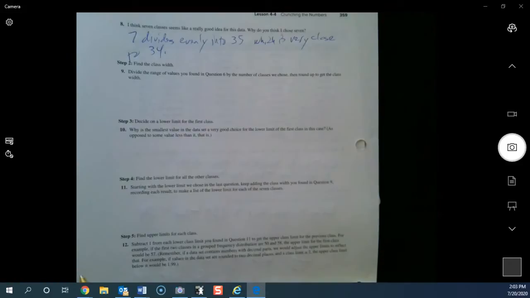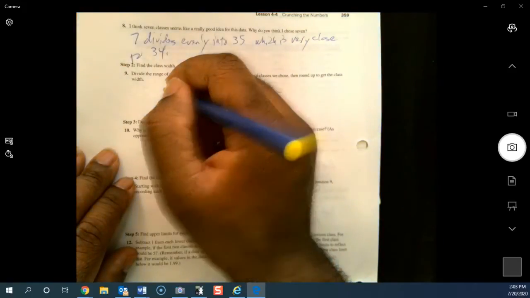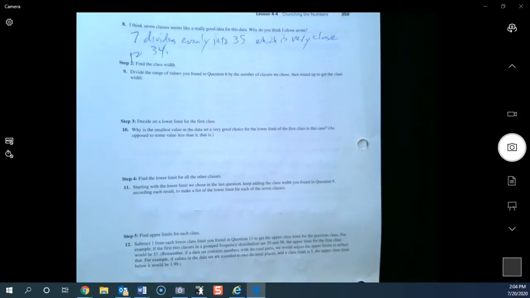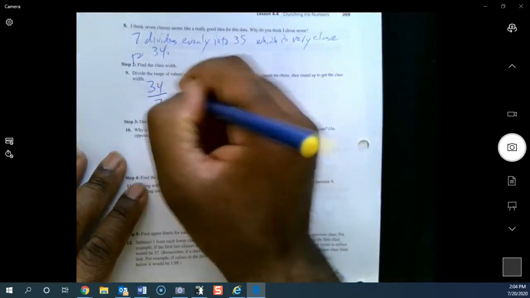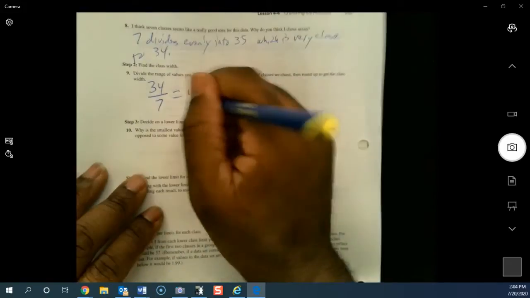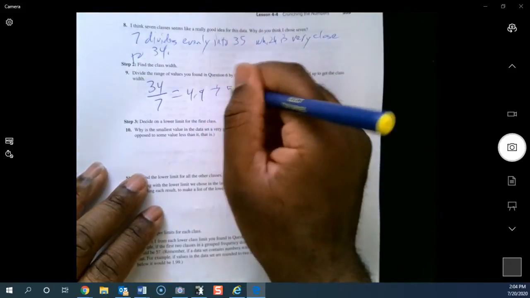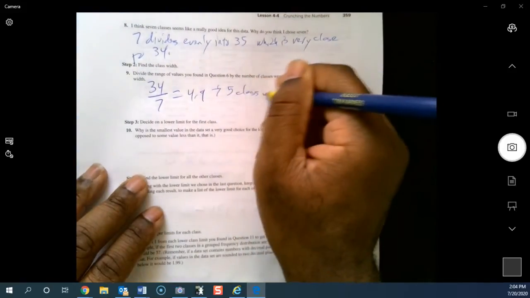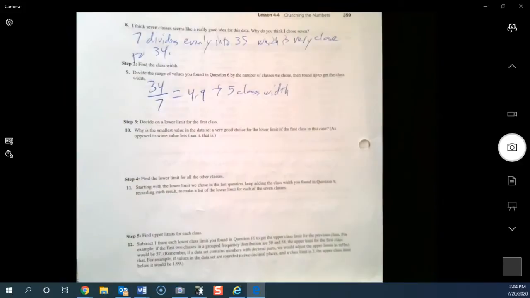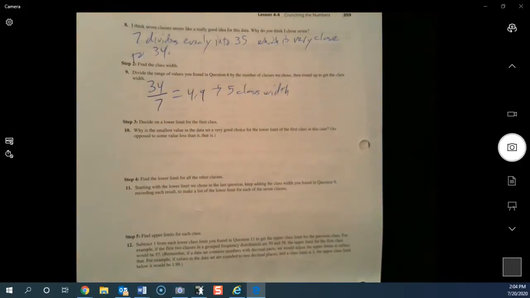So I think that would be a good one. So now, for number 9, divide the range of values you found in question 6 by the number of classes we chose. So it's 34 divided by 7, which would be about 4.9, which would be 5 class width. So that means we should only go about 1 over that amount of our highest amount, since the width is up to 34.